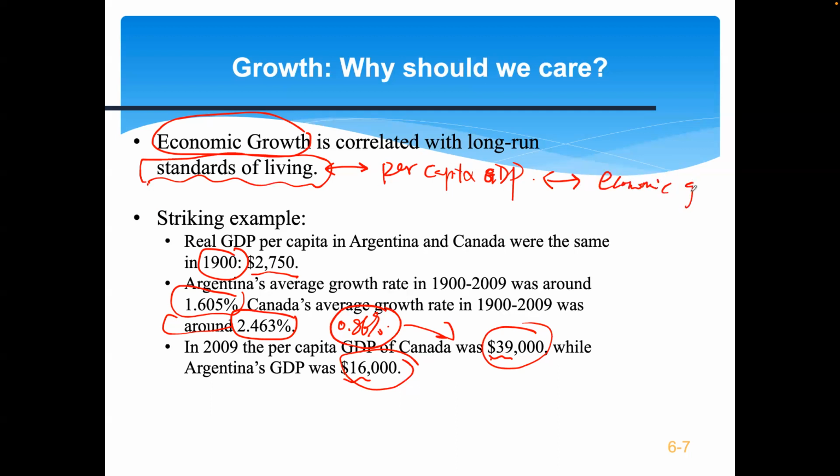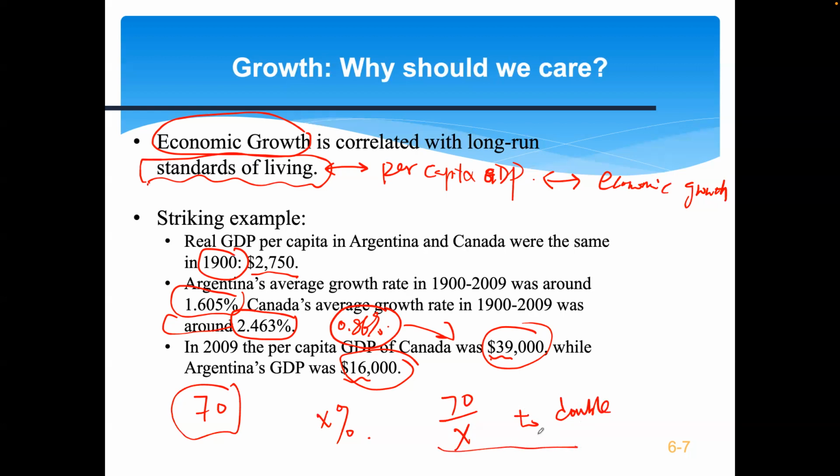Like from this example, Argentina versus Canada. They had a small difference in terms of economic growth, but over time, it accumulates. Actually, there's a rule of 70. You probably have seen this in principles class. The rule of 70 says if a country grows X% per year, it's going to take 70 divided by X years to double its income. So this is called the rule of 70.